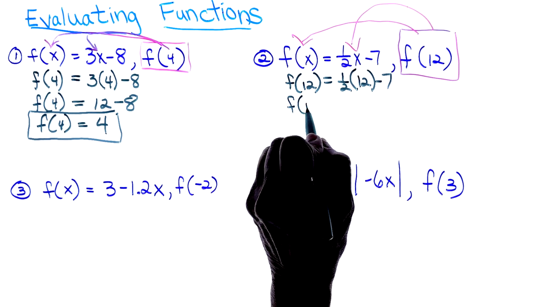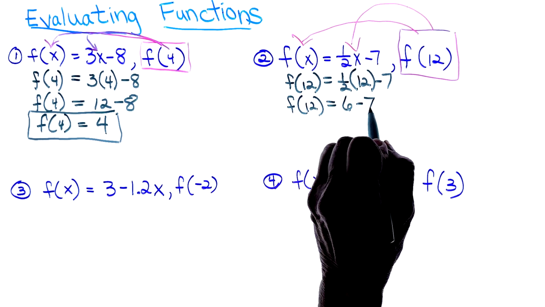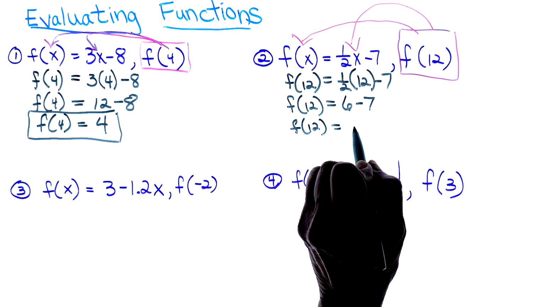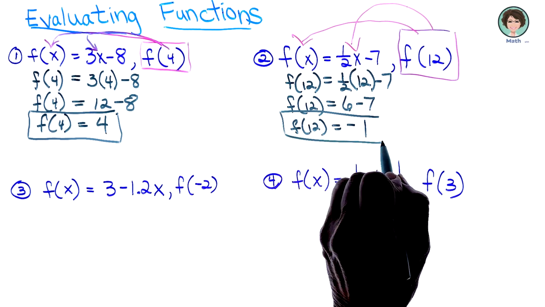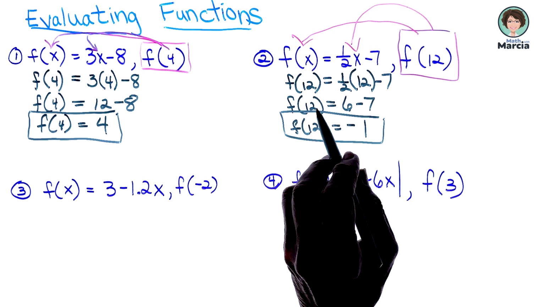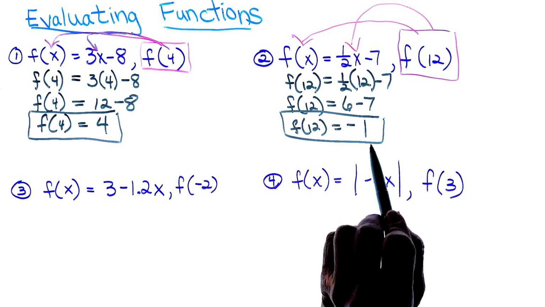And f of 12 is equal to 1/2 of 12, we know is 6 minus 7. And f of 12 is equal to 6 minus 7 is a negative 1. And this information here tells me that when I put a 12 into this expression, my answer is negative 1.